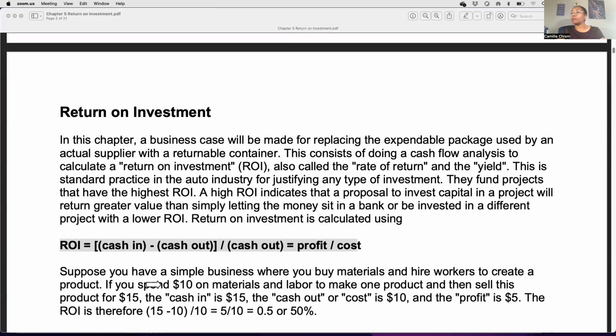Okay, so you've got your $10 for materials and $10 for labor. And then you sell the product for $15. So your cash in would be 15. Your cash out is 10 and 10. I do not know why this pen does not want to work for me.